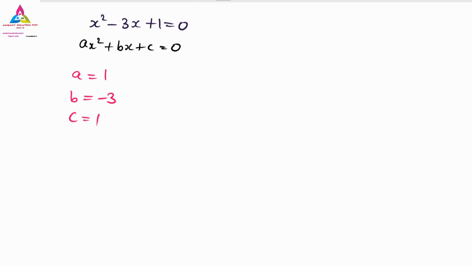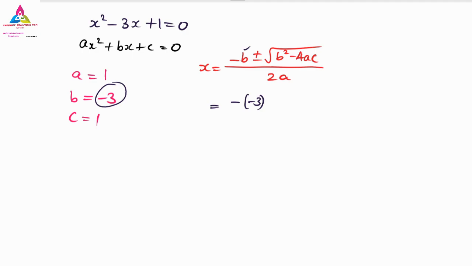And next is the formula: x is equal to minus b plus or minus square root of b square minus 4ac, divided by 2a. Remember this formula. Next, how to substitute the a, b, c values: minus of minus 3, because the b value is minus 3. So minus 3 must be written inside the bracket, plus or minus root of b square. B square is the minus 3 whole square, minus 4 into the a value 1 and the c value 1.